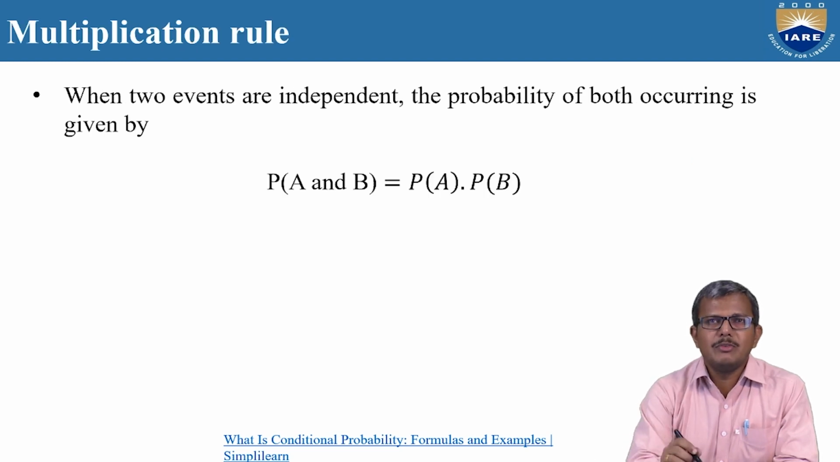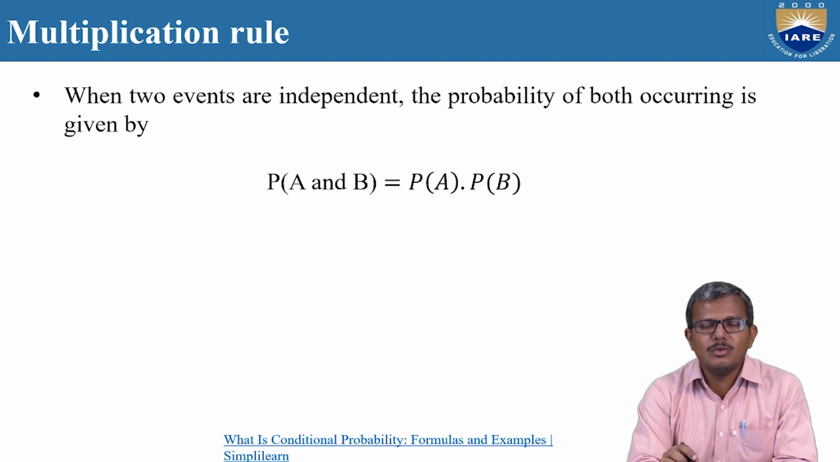Coming to this one, we will talk about the multiplication rule. When two events are independent, let us think that we are dealing with two different events which are independent of each other. In that case, the probability of A and B will be the probability of A times the probability of B.